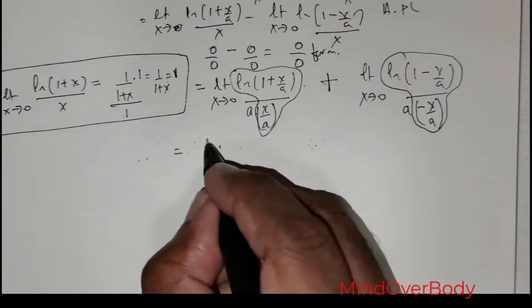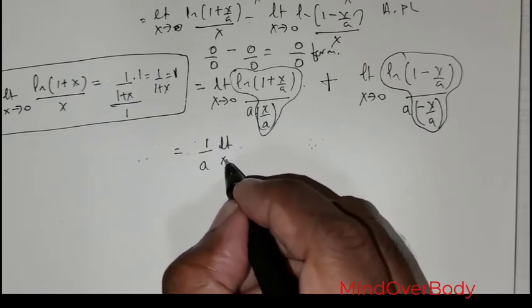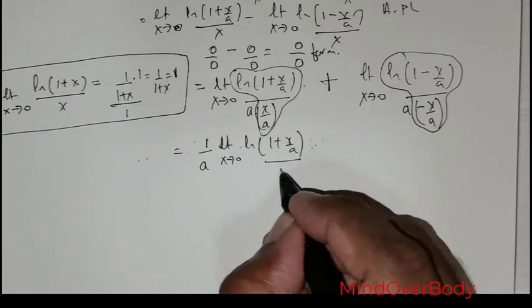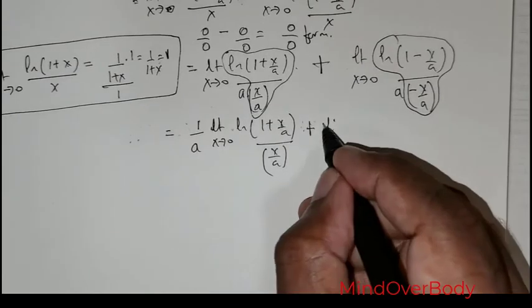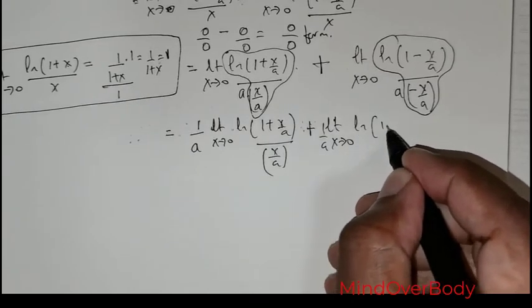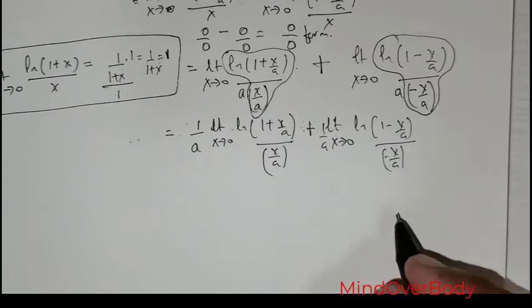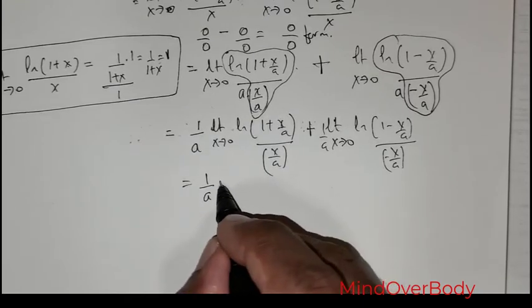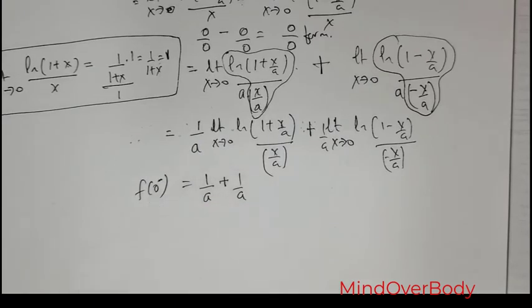Now before I could apply the limits, I would like to write it as 1 over a limit x tending to 0 of ln of 1 positive x over a divided by x over a, and this is positive 1 over a limit x tending to 0 of ln of 1 negative x over a divided by x over a with a negative sign. As I mentioned, these two things are going to give me 1 over a, positive 1 over a. So this is nothing but f of 0 minus.